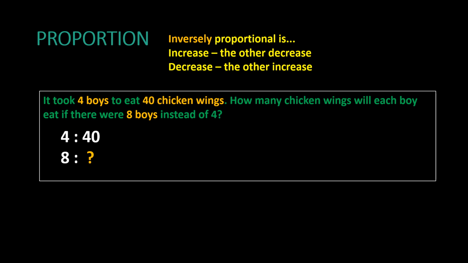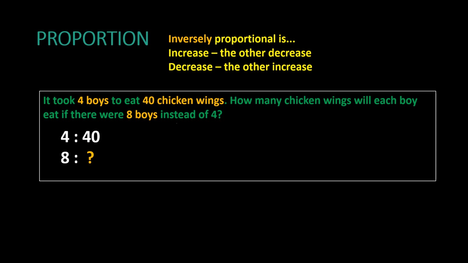Now we'll take a look at another type of proportion. It's called inversely proportional. This is when you increase one side and the other side decreases, or you decrease one side and the other side increases. Let's take a look at an example. It took 4 boys to each eat 40 chicken wings. How many chicken wings will each boy eat if there were 8 boys instead of 4?